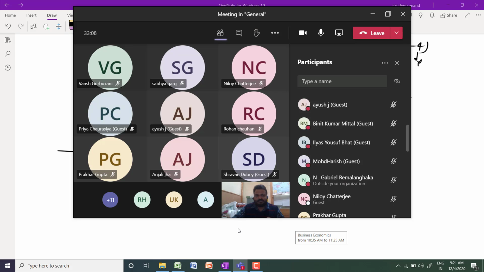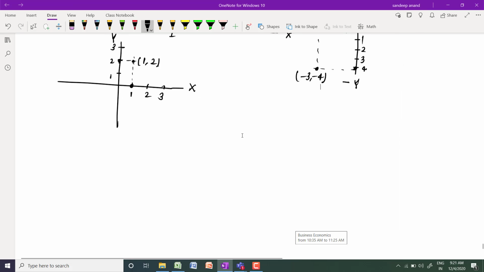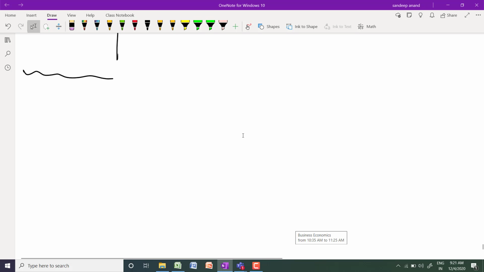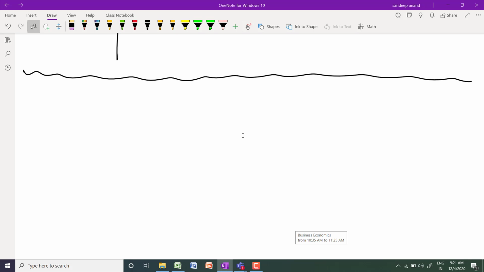Now I am giving you one example, a very simple one because my time is very limited. I am taking x plus y equal to 2, and 2x plus y equal to 3. Suppose these are the equations.